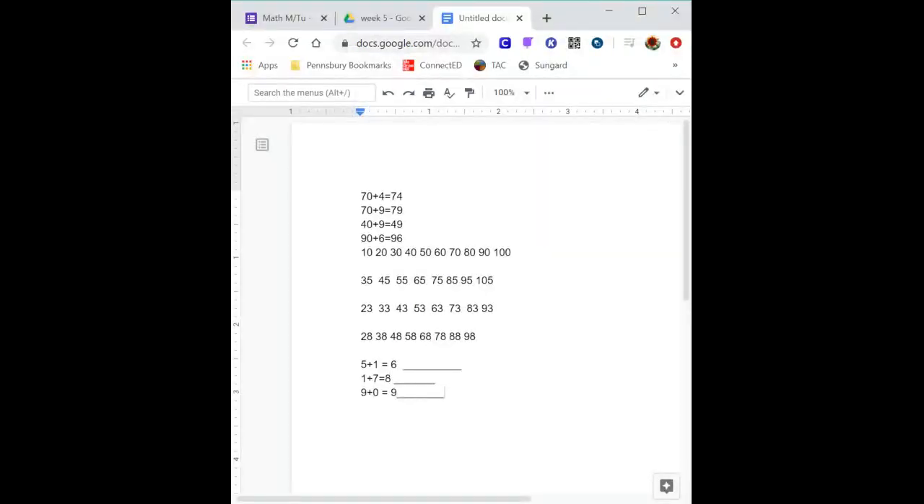Okay, next, we're going to go back and we're going to add the turnaround facts. So 5 plus 1 equals 6. We could also say 1 plus 5 equals 6. This way we have the same numbers, but just a different way. We have 1 first. Next turnaround fact, 1 plus 7 equals 8. Or we could say 7 plus 1 equals 8. Next turnaround fact, 9 plus 0 equals 9. Or 0 plus 9 equals 9. Nice job.